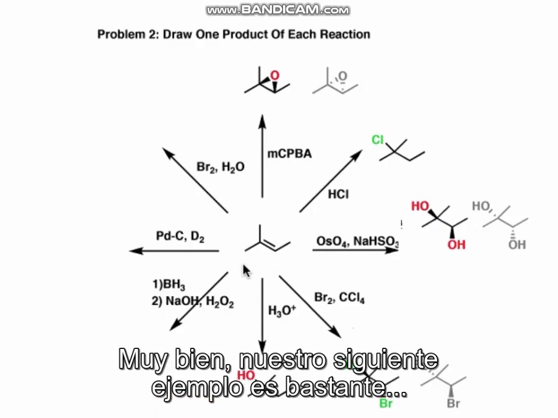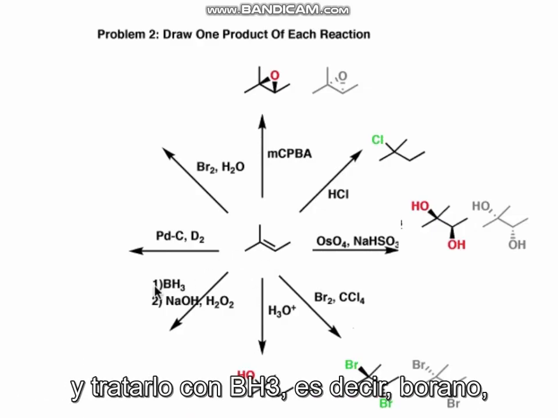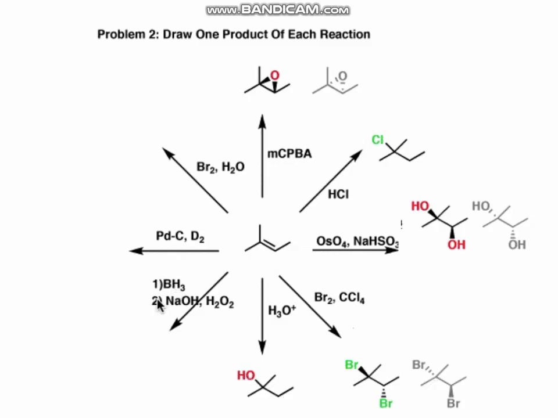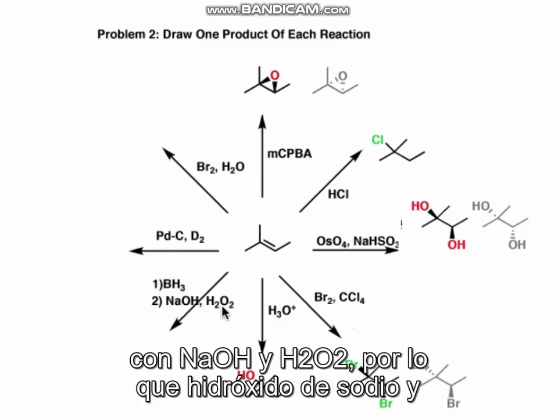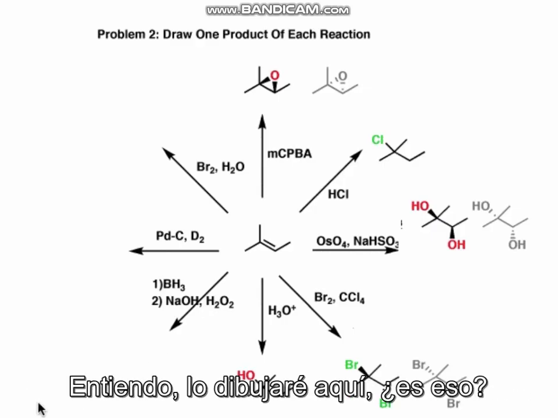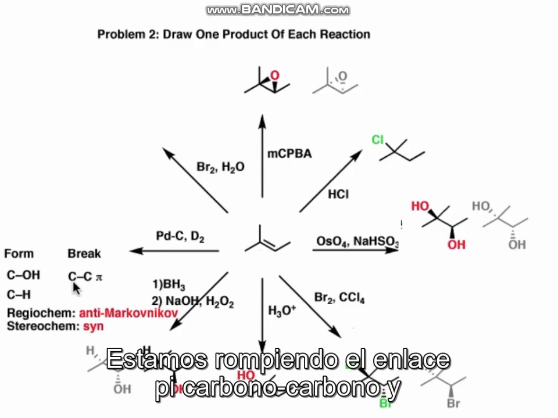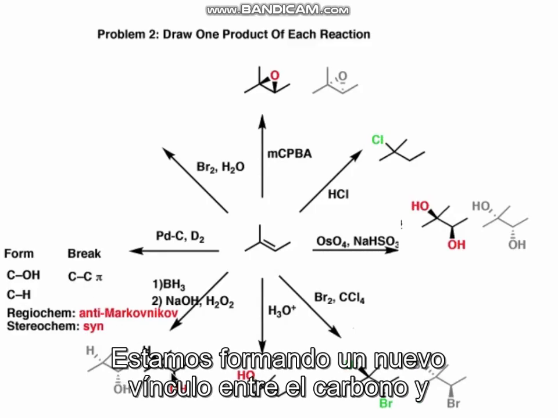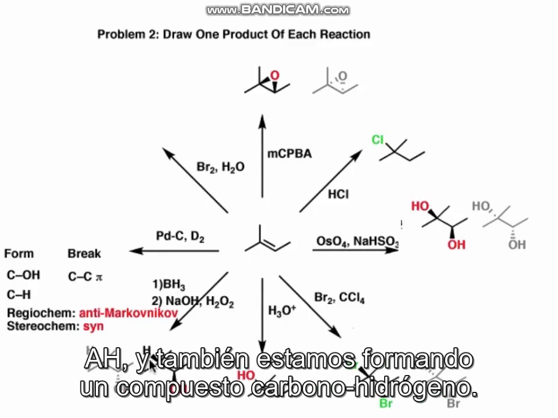All right, our next example is actually quite an interesting one. So we're going to start with this alkene and treat it with BH3, so that's borane. And the second step, we're going to treat with NaOH and H2O2, so sodium hydroxide and hydrogen peroxide. And as we'll see, the product we're going to get, I'll just draw it here, is that we're breaking the carbon-carbon pi bond, and we're forming a new bond between carbon and OH, and we're also forming a carbon-hydrogen bond.